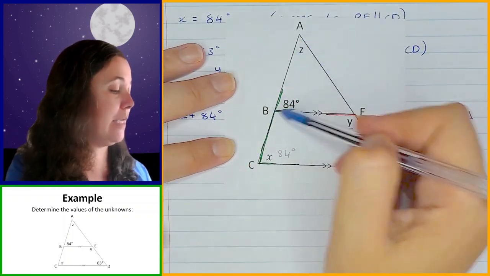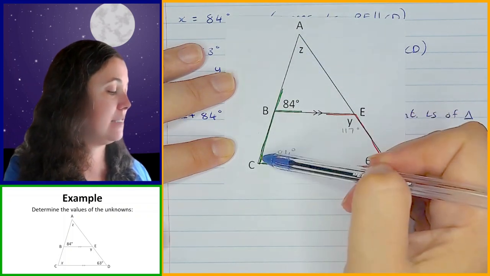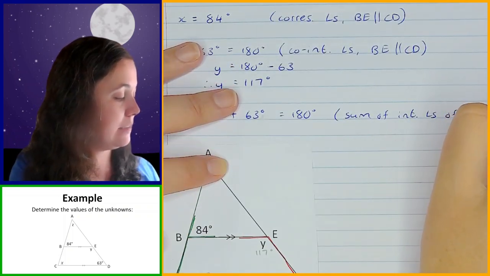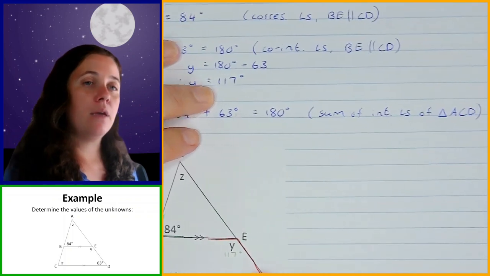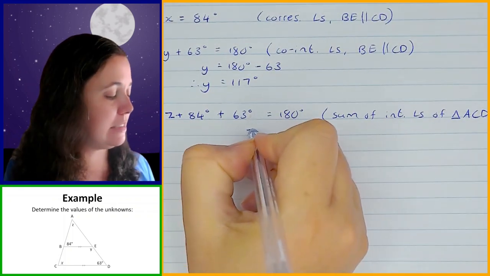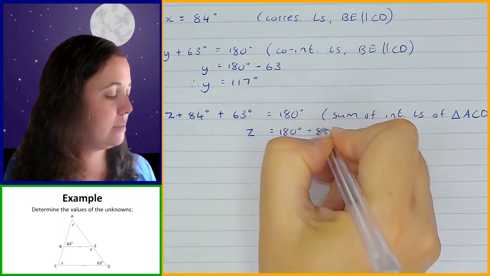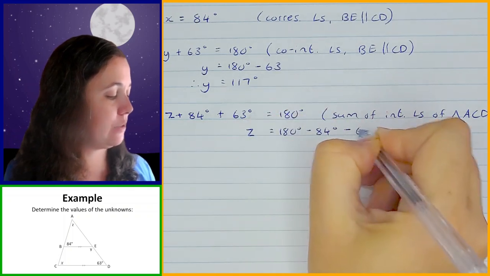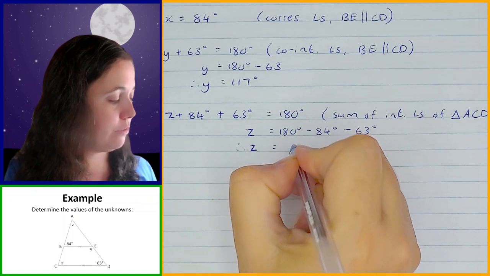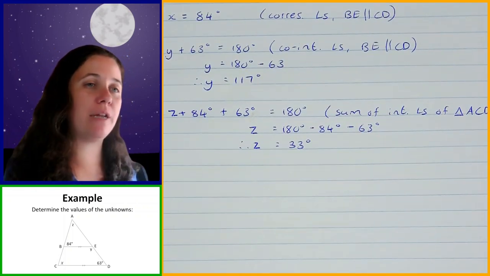I'm not doing ABE because I don't know the angle over there. I'm doing triangle ACD, so the sum of the interior angles of triangle ACD. Once I've got that, I can then go and solve for Z. That gives me Z equals 180 degrees minus 84 degrees minus 63 degrees. So therefore, Z is equal to 33 degrees. And that's what you should get for that example.